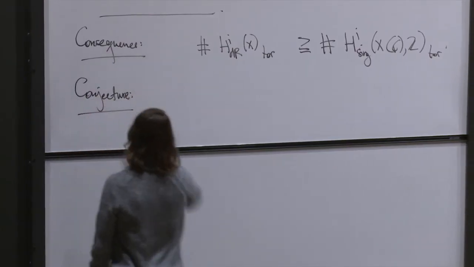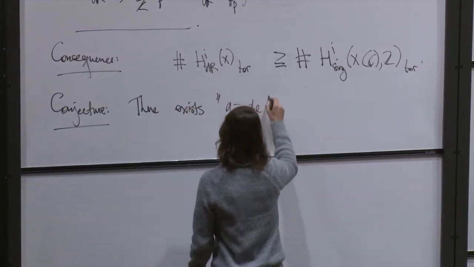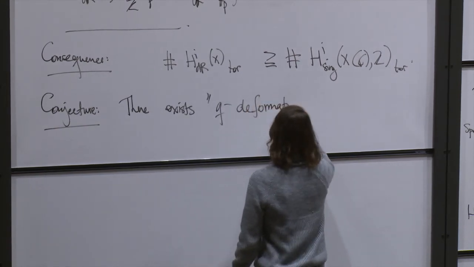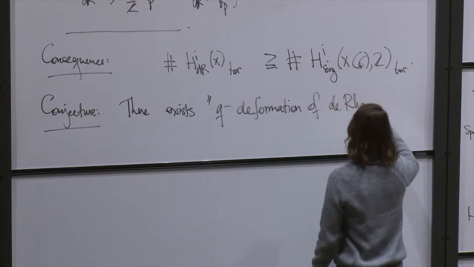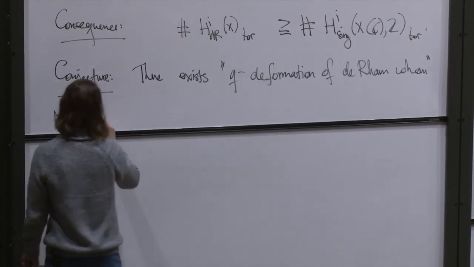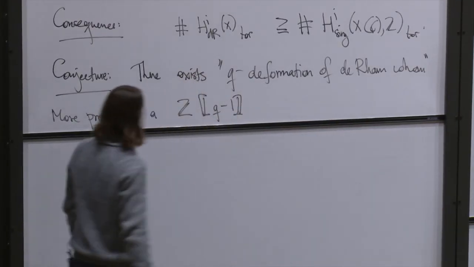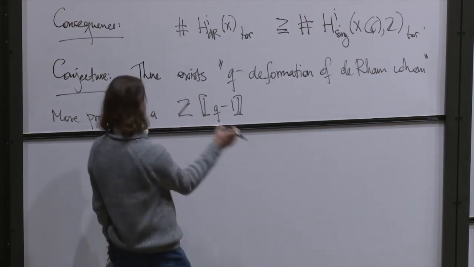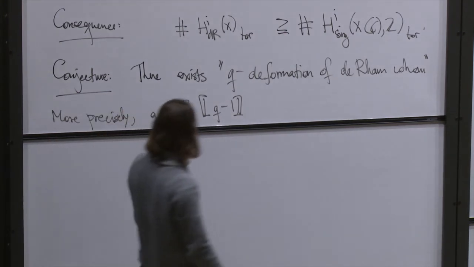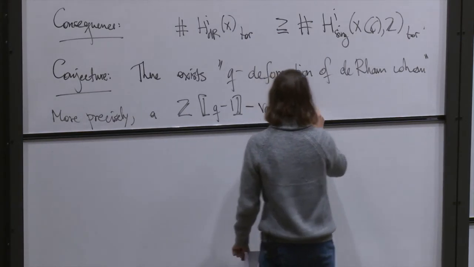All right. Let me end with a conjecture. In the process of formulating it, I will tell you a bit about how this cohomology theory actually looks. The conjecture is that there exists some kind of q-deformation of the de Rham cohomology. More precisely, this cohomology theory will have coefficients in Z power series q minus 1, meaning you take the polynomial algebra with an additional variable q and complete at the ideal q minus 1. So it's a q minus 1 valued cohomology theory.